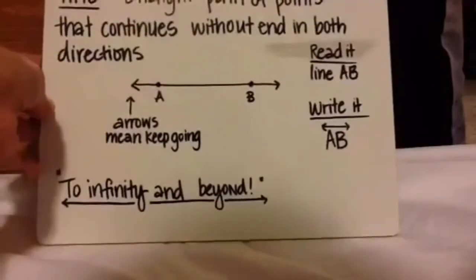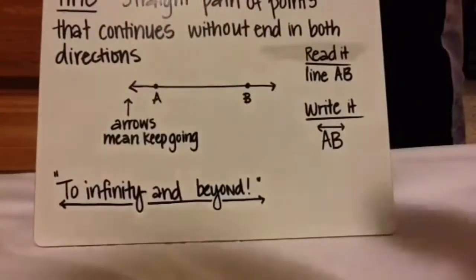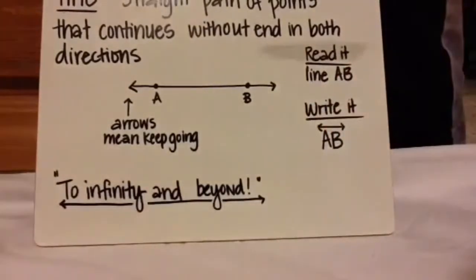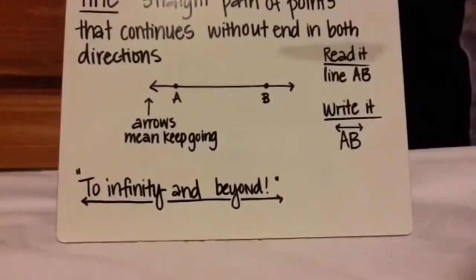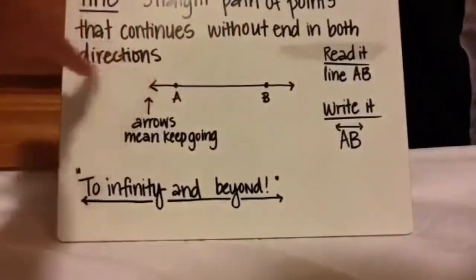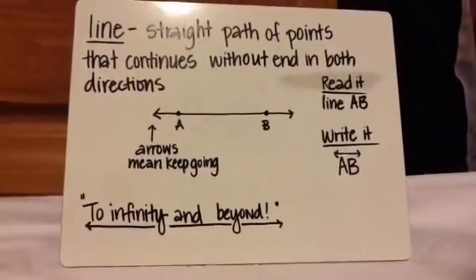The way to read this, you call it line AB, and the way to write it is you write AB and then you put a line above it with arrows at the end. It's very important you put the arrows. The arrows are what make people know that you're talking about a line. And I always remember it as Buzz Lightyear from Toy Story, because the part where he jumps and he spreads his wings, he says to infinity and beyond. So when his wings open, it's as if he's saying it goes on forever. So that's how you can remember what a line is. It goes on forever.